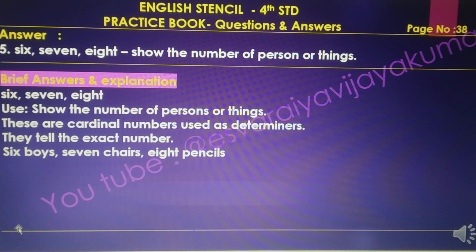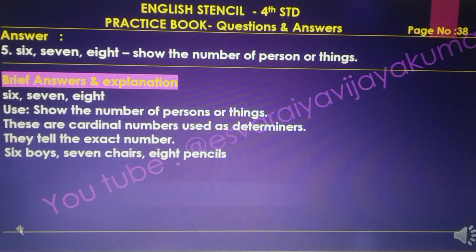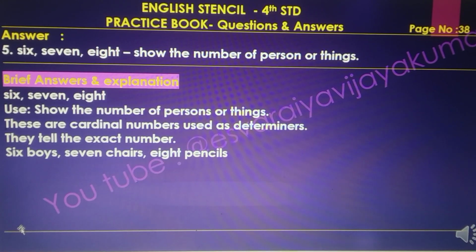And the fifth one, 6, 7, 8 show the numbers of persons or things. These are cardinal numbers used as determiners. They tell us the exact numbers. 6 boys, 7 chairs, 8 pencils.